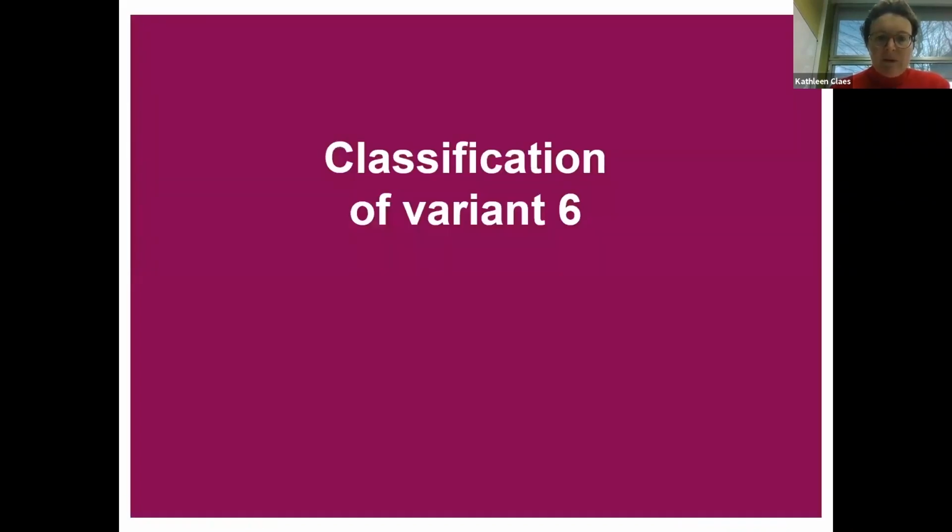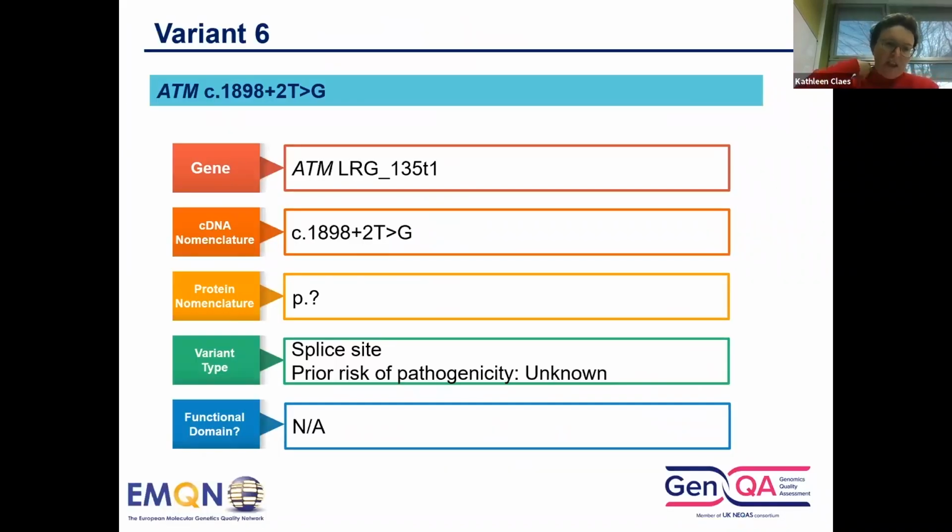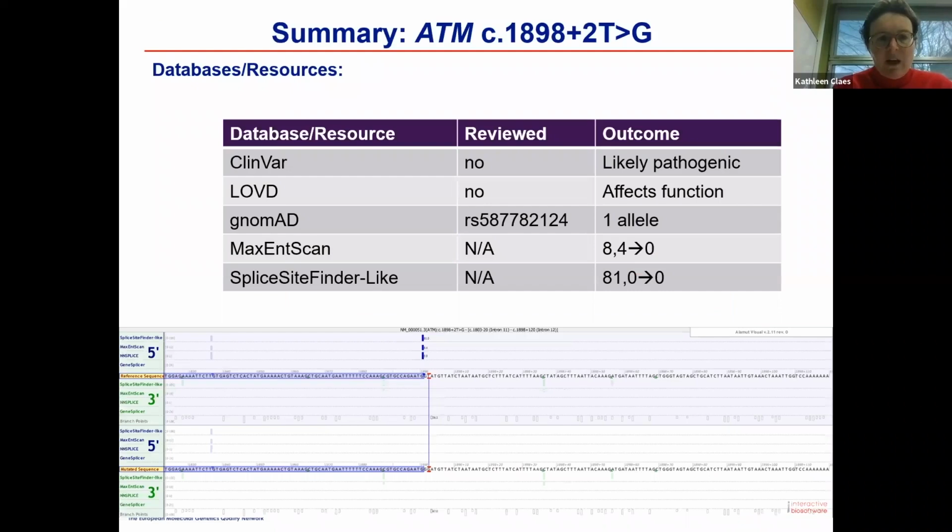Then for variant 6, it's in the ATM gene. It's a splice variant, c.898+2T>G, sorry. It's a splice site, and the prior risk of pathogenicity is unknown. Next slide. In ClinVar, it has been submitted by several labs and classified as likely pathogenic. Also in LOVD, it's listed as a variant that affects function.